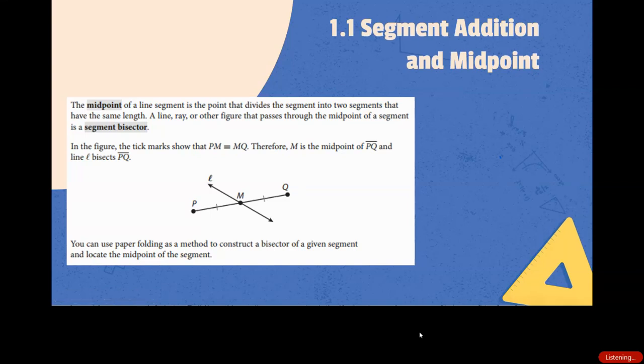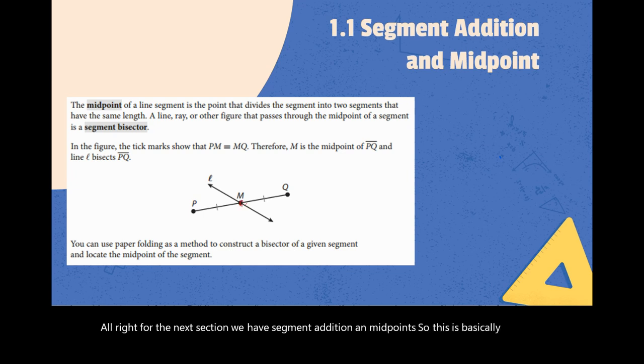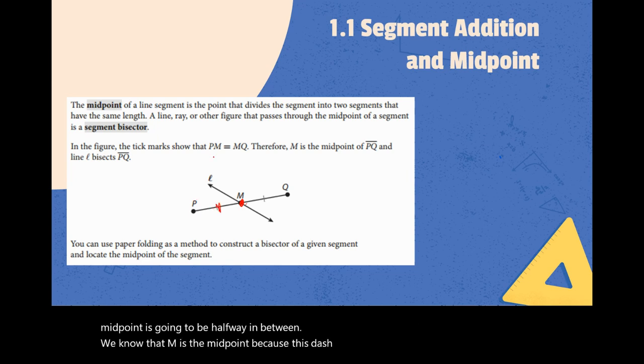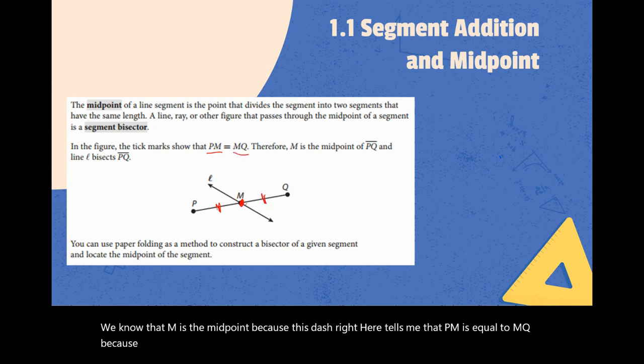All right, for the next section, we have segment addition and midpoints. So this is basically the midpoint is going to be halfway in between. We know that M is the midpoint because this dash right here tells me that PM is equal to MQ because they both have that little dash through them.